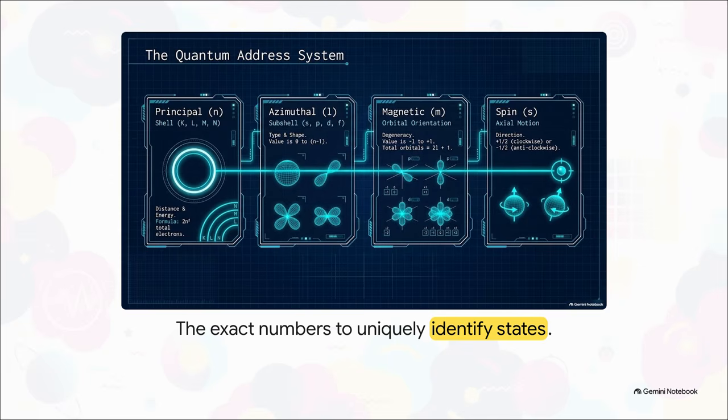The principal number n gives us the shell, kind of like the state. The azimuthal number, L, gives us the subshell, like the city. The magnetic number, m, gives us the specific orbital orientation, like the street. And finally, the spin, s, tells us the exact axial motion, clockwise or anti-clockwise, and that's the house. With these four numbers, we can uniquely identify the state of any electron.